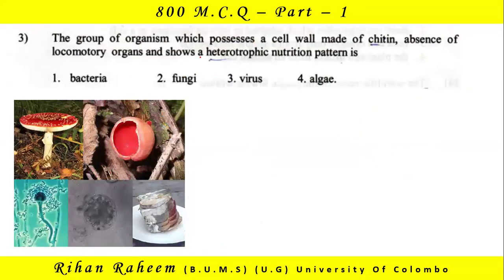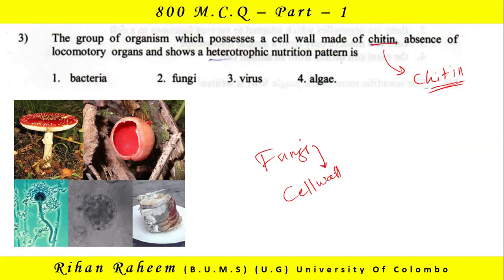Yes. The group of organisms which possess a cell wall made out of chitin. Some students don't call it chitin, they call it chitin. They feel like it's a funny name. When they say cell wall made out of chitin, obviously you all know it is fungus, because fungi have a cell wall. Plants have a cell wall, animals do not have a cell wall, but fungus has a cell wall. Fungus cell wall is made out of chitin.